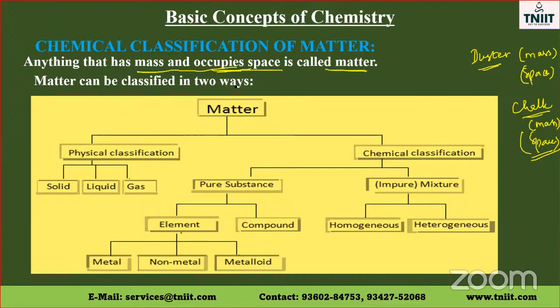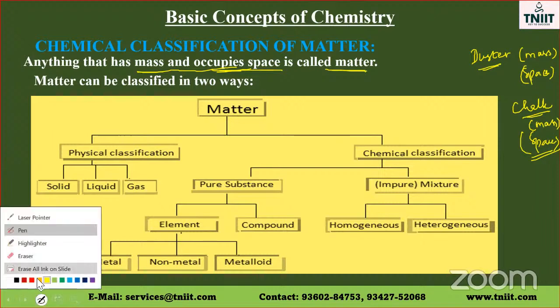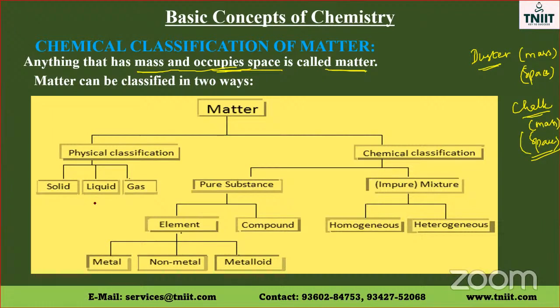Matter can be classified in two ways. Matter is broadly classified into two: one is the physical classification, the other one is the chemical classification. Now, in the case of physical classification, matter is classified as solid, liquid, and gas.